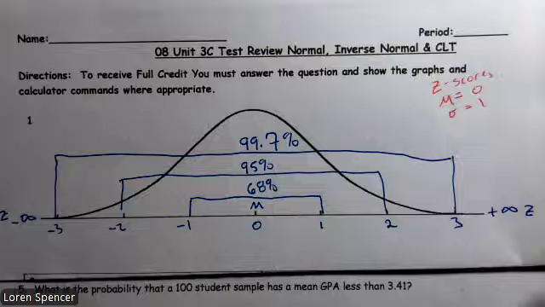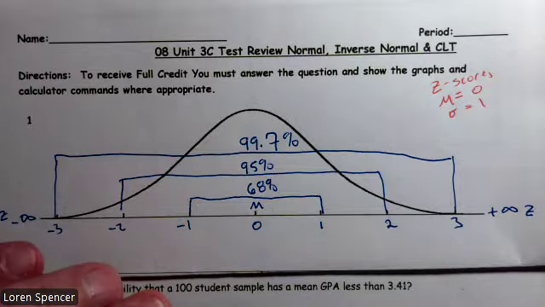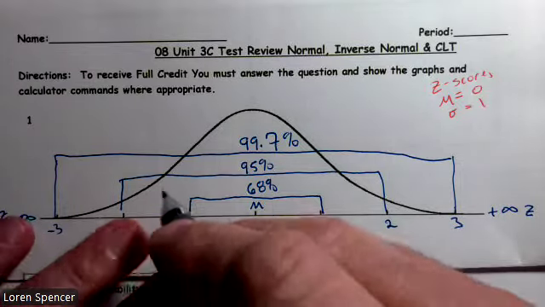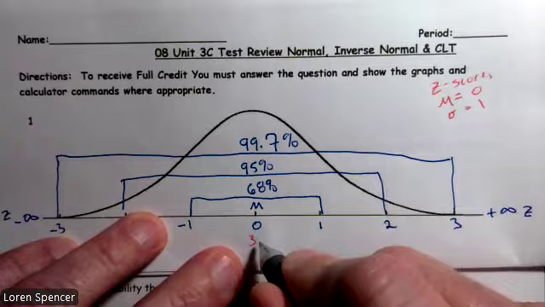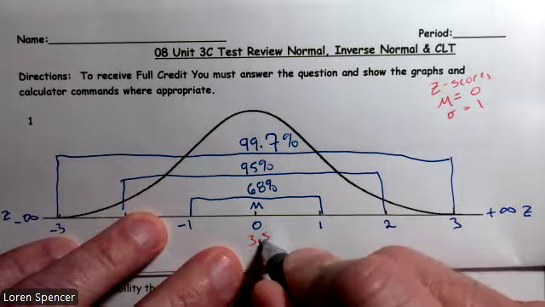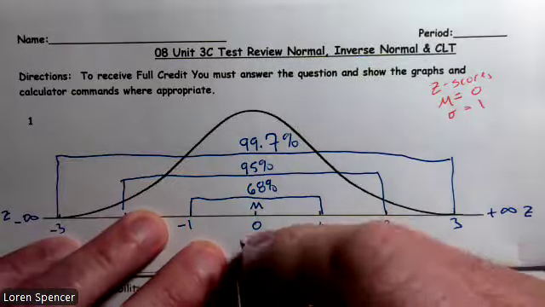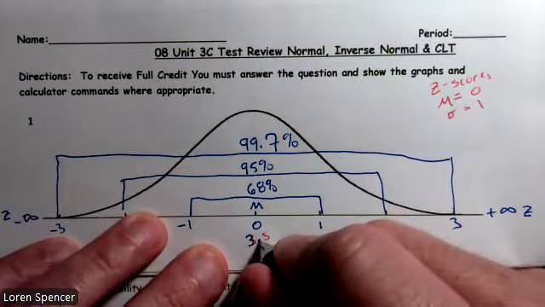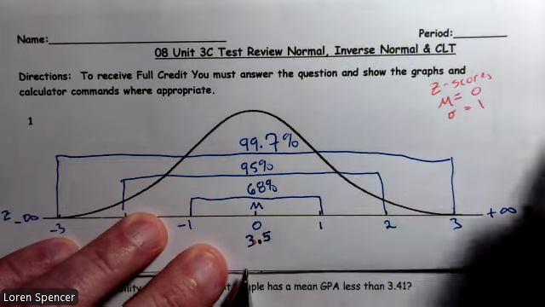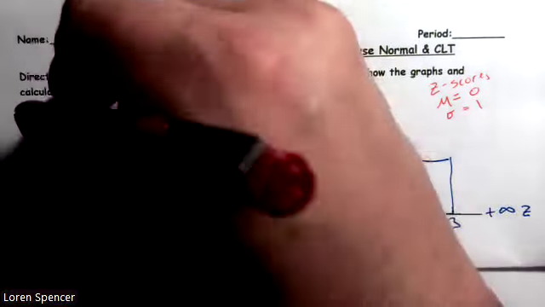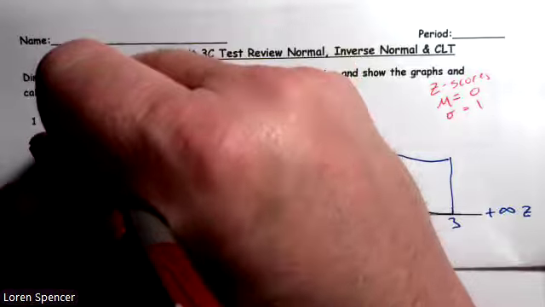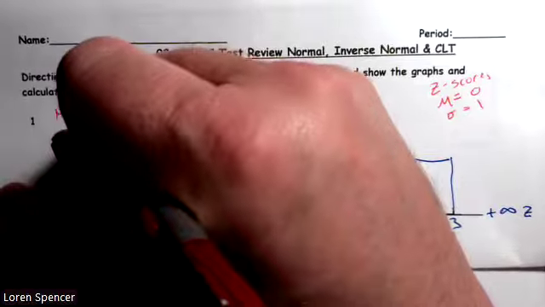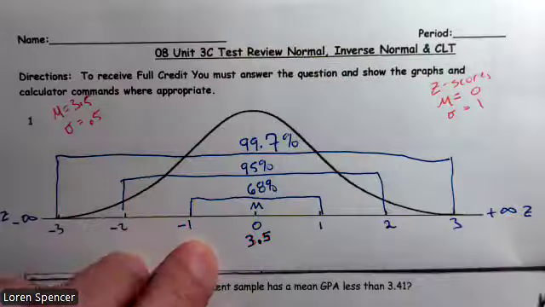We've done the z-scores, but it also asked for actual values. Well, the mean of our actual values was 3.5. And, oops, I need to put this in blue because everything we say in blue has to be on your test. And I'm going to go ahead and write it over here. Mean of 3.5, standard deviation is 0.5.